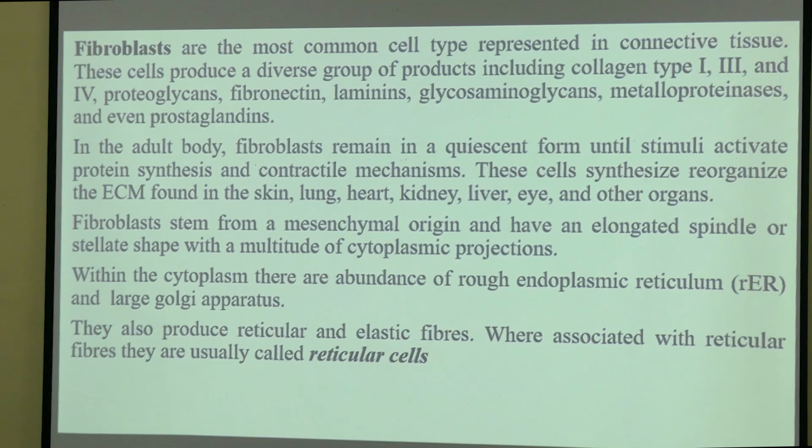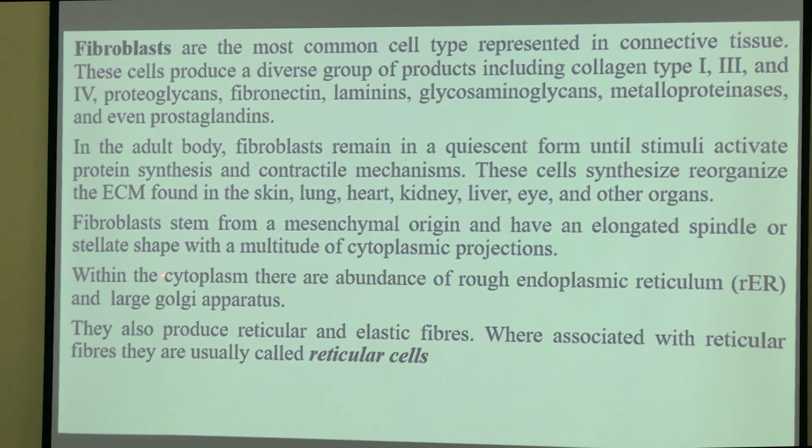About the fibroblast: as I said, these are the most abundant type of cells in the connective tissue. The main function of the fibroblast is to produce collagen fibers, different types of collagen fibers. Along with that, it also secretes proteoglycans, fibronectin, laminin, glycosaminoglycans, etc. These chemical compounds are present in the ground substance. So when you study the ground substance, at that time you will see what ingredients are present in the ground substance.